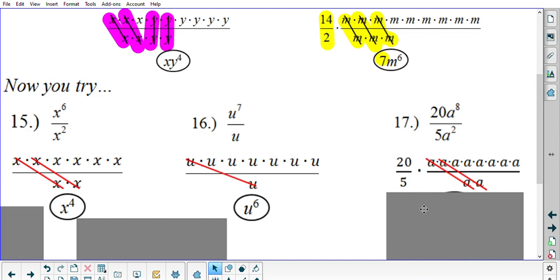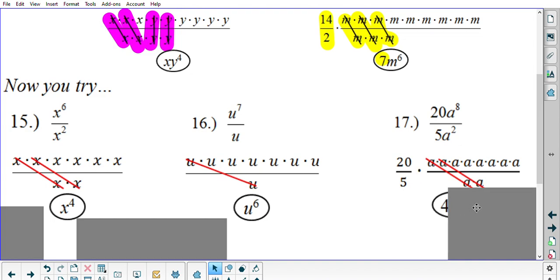We can just simply divide them. 20 divided by 5 is 4. But with the a's, you can take 2 of the a's, a times a, divide it out with the other a times a from the denominator. The numerator still has 6 of these a's being multiplied together. And so that is the same as a to the 6th power.